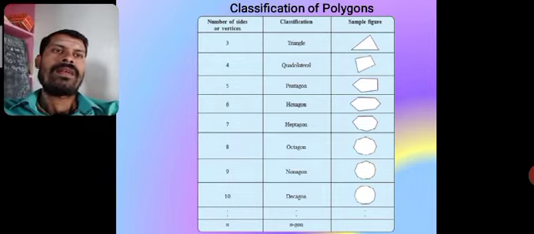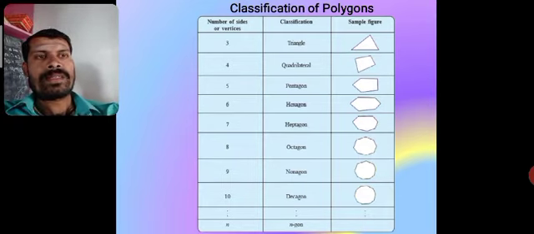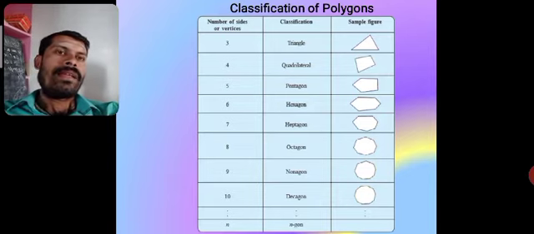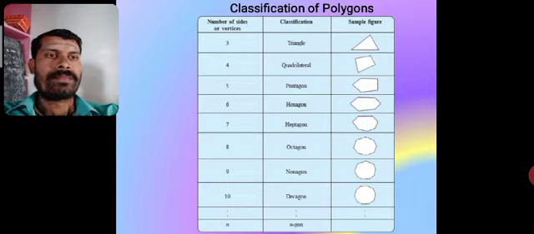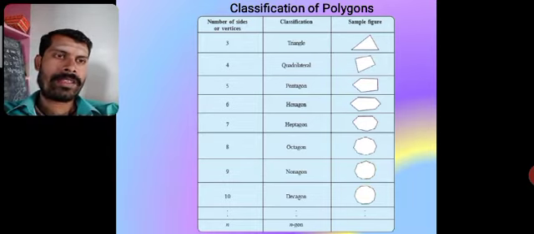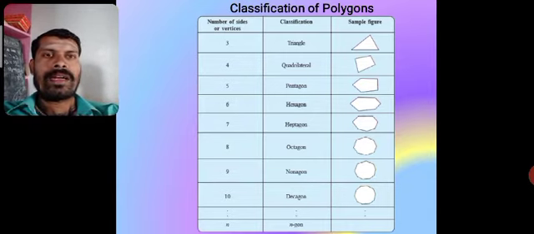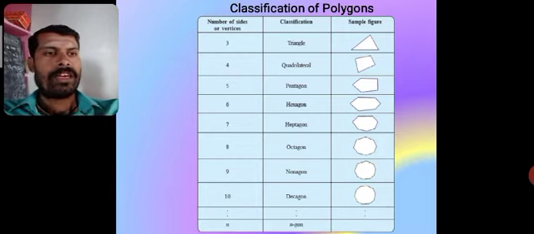For example, if a polygon has three sides, we name it a triangle. If it has four sides or four vertices, it is called a quadrilateral. Five sides, a pentagon. Six sides, hexagon. Seven sides, septagon or heptagon. Eight sides, octagon. Nine sides, nonagon. Ten sides, decagon, and so on. If it has n sides, it is generally known as an n-gon.